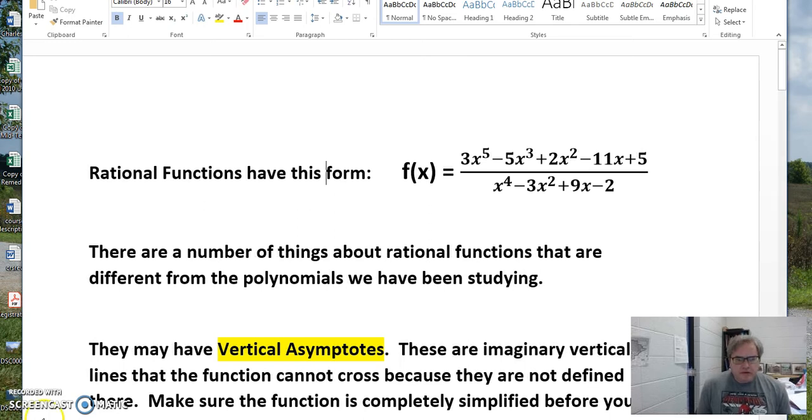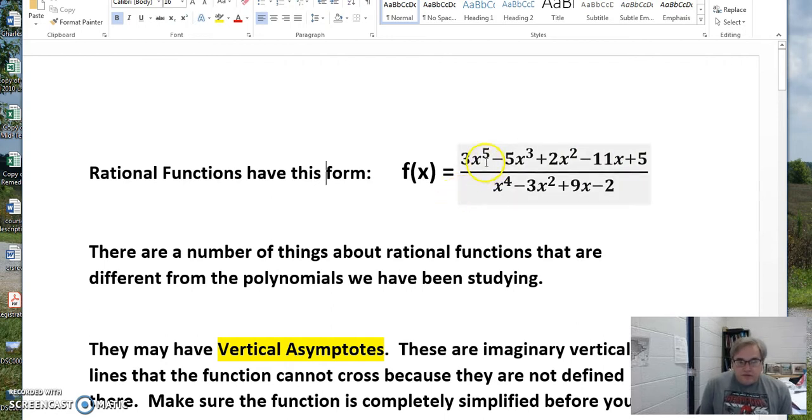I'm going to do a couple of videos on rational functions. Probably going to end up being about 3 of them. The first one I'm going to do is just on the rational function in vertical asymptotes. And rational functions have this form here. They're just a ratio of 2 polynomials. So in the numerator I have a polynomial, and in the denominator I have a polynomial.